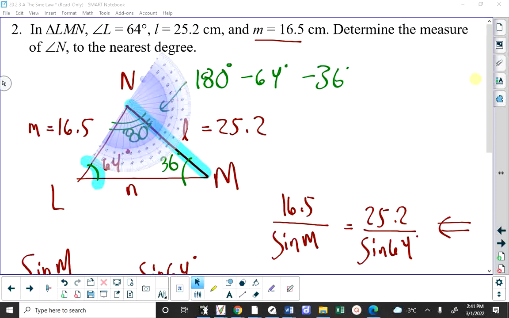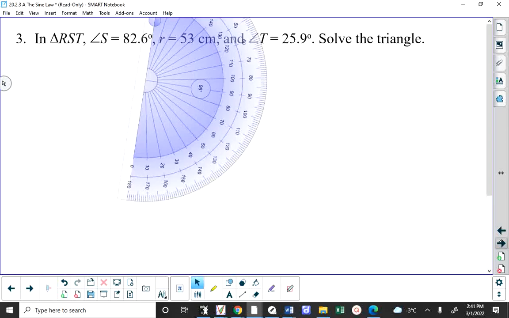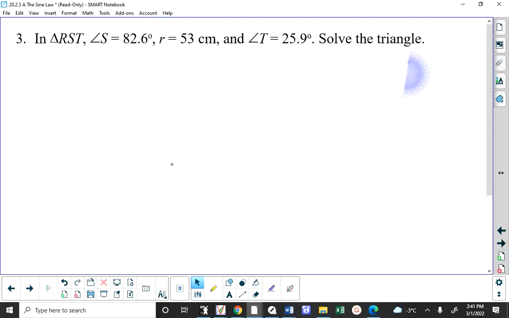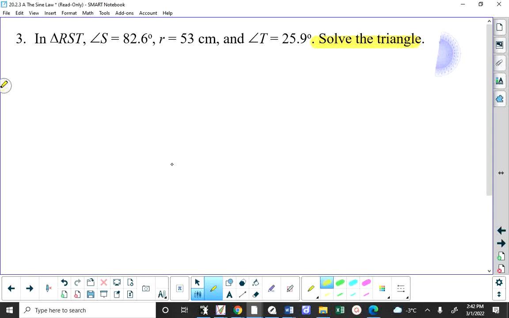All right, I think we have just one more example to go, and this deals with solving a triangle. When you see the phrase solve a triangle, what you are asked to find is essentially everything that's missing. So in this question, you're given 2 angles and a side, which means there's another angle we don't know, and there's 2 other sides we don't know. Well, let's start by drawing it. 82.6 degrees is a pretty steep angle. We'll call that 82.6 degrees, and this is angle S.